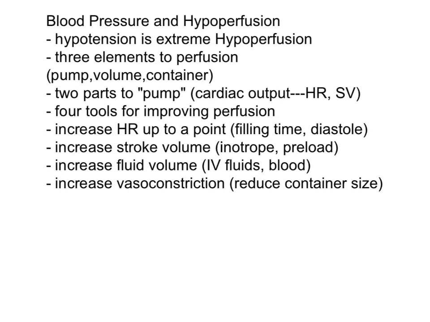There's three elements to perfusion: the pump, the fluid volume, and the vascular container. Then the pump can be broken down into its two parts, and essentially cardiac output is the pump function, and cardiac output is made up, as you know, between heart rate multiplied by stroke volume. So that gives us essentially four tools for improving perfusion if we look at the two parts of the pump and then the fluid volume in the container.